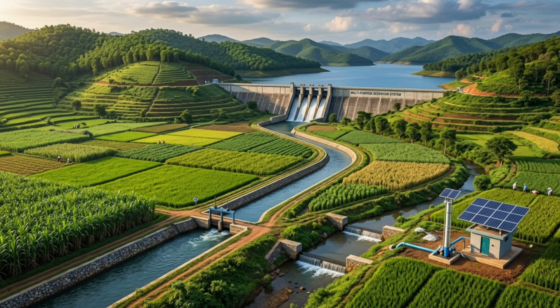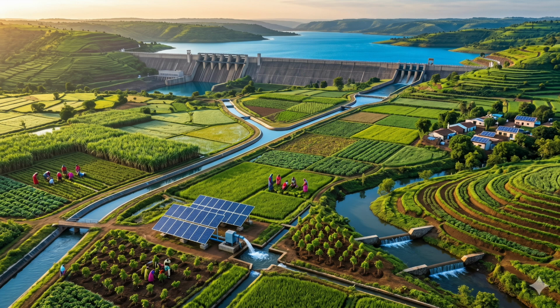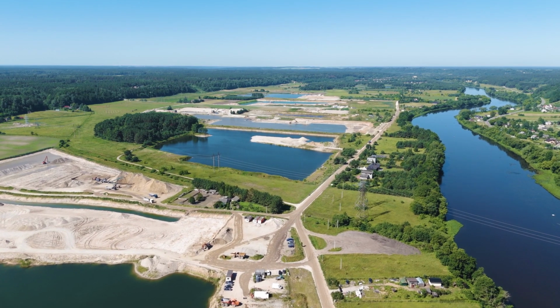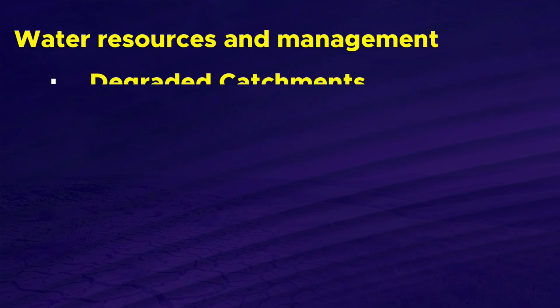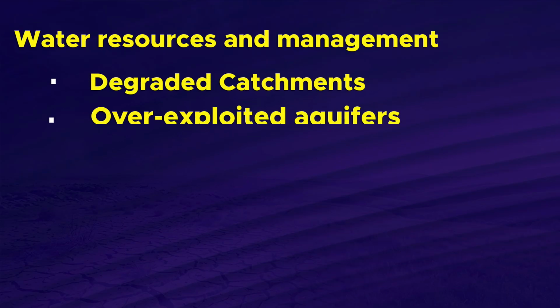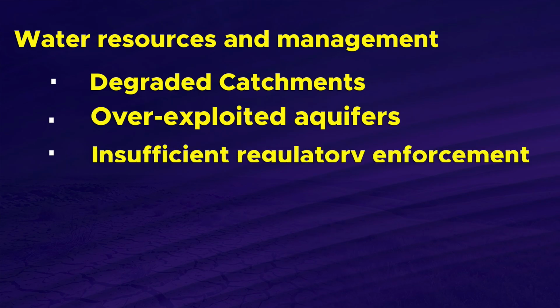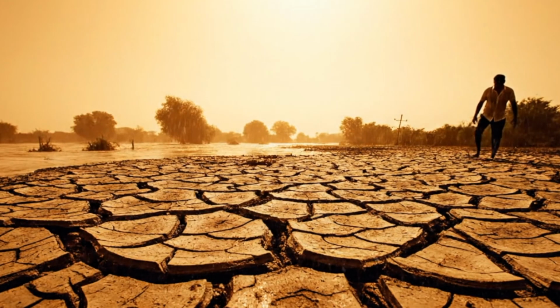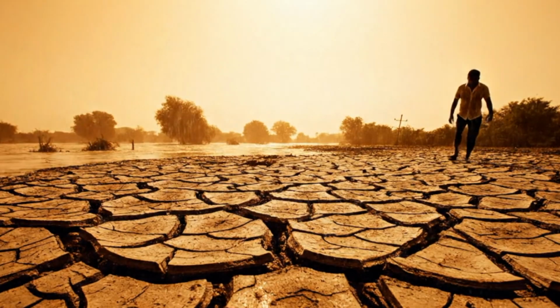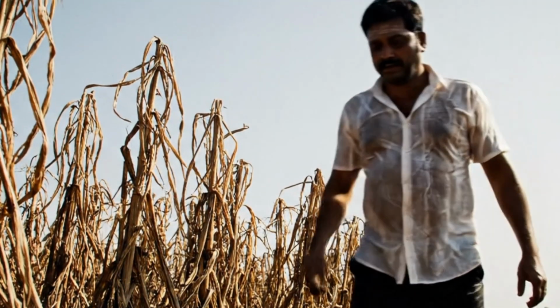Regions with strong multipurpose reservoirs, the ability to use both surface and groundwater, good watershed management, and flexible allocation plans are better suited to deal with changes in hydrological regime. On the other hand, areas with degraded catchments, overexploited aquifers, insufficient regulatory enforcement, and fragmented institutional responsibilities have little adaptive capacity, which causes crises to happen again and again during floods and droughts.